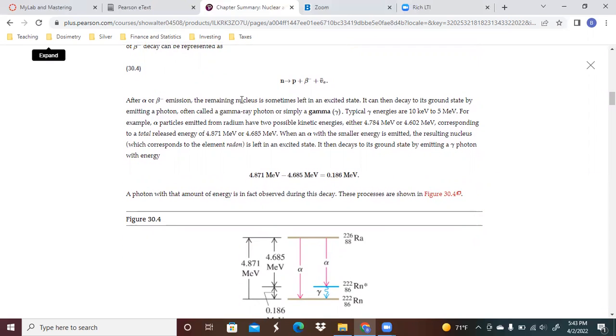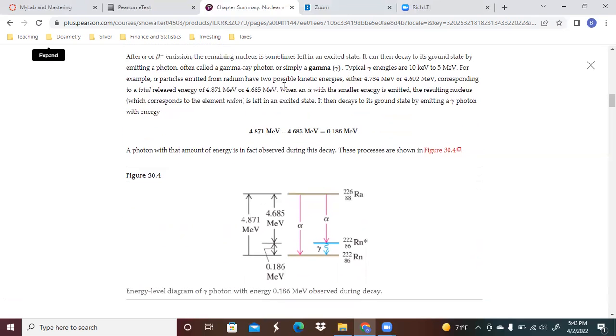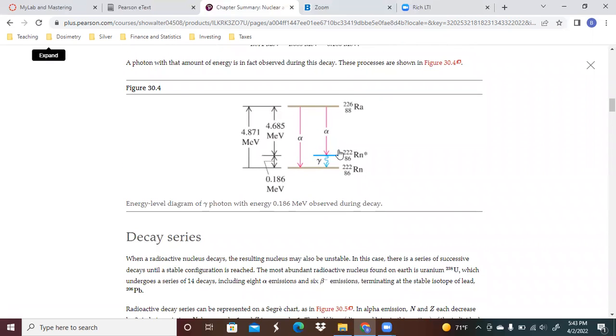After alpha or beta emission, the remaining nucleus is sometimes left in an excited state. It can then decay to its ground state by emitting a photon, also often called a gamma ray photon or simply gamma. Typical gamma energies are 10 keV to 5 MeV. For example, alpha particles emitted from radium have two possible kinetic energies corresponding to a total released energy of this or this. When an alpha particle with the smaller energy is emitted, the resulting nucleus is left in an excited state, which then decays to the ground state by emitting a gamma photon with energy. And that's what it's trying to display here.